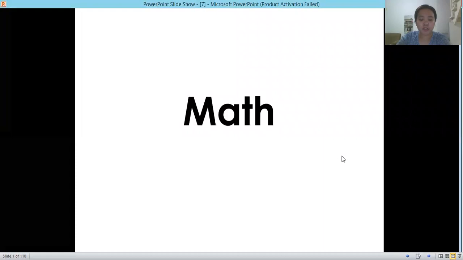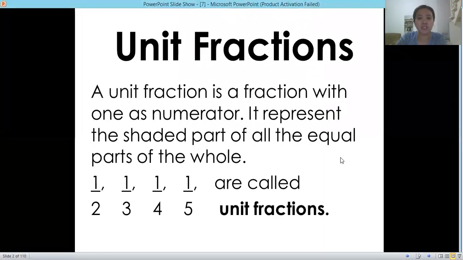So let's have our fractions first, and that one is a unit fraction. What is a unit fraction? A unit fraction is a fraction with 1 as a numerator. As you can see, 1 as a numerator. It represents the shaded part of all the equal parts of the whole.